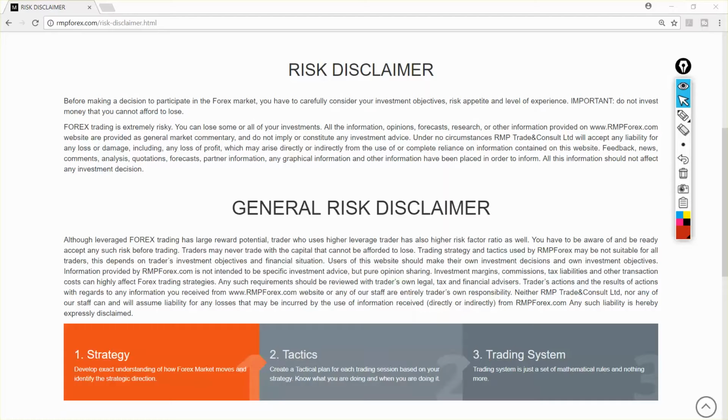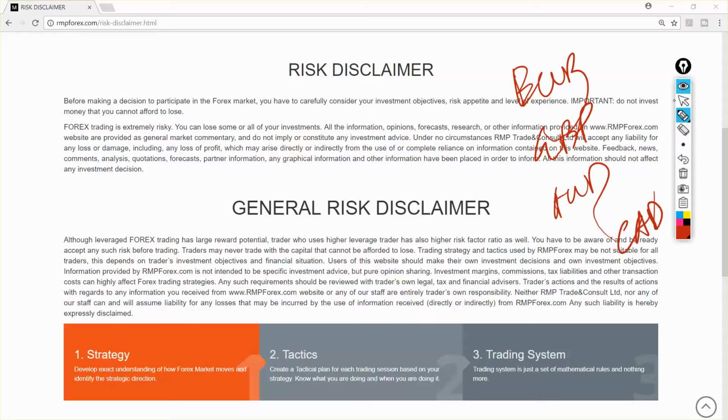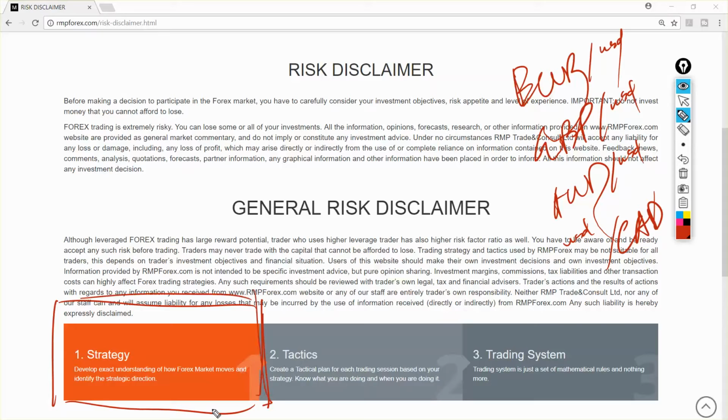Technical analysis. For those of you who don't know, every weekend I am taking 4 pairs: EURUSD, British Pound, Australian Dollar and Canadian Dollar against US Dollar, and sharing my strategic direction for the upcoming week. Strategic direction is 30% of my trading plan. As you can see here, the second stage is tactics and the third stage is trading system.